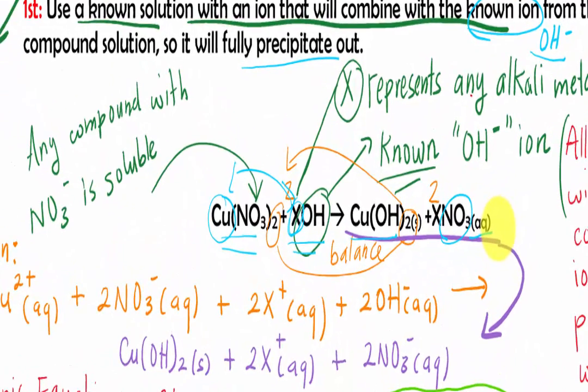As I perform my double displacement, I have to balance it out. Here I have 2 hydroxide because of copper 2 plus right here. So if I have 2 hydroxide over here, I have to put a 2 right there. That's why I balanced it for you. Then, looking at the nitrate, we have 2 nitrate there, but over here we only have 1 nitrate, so we put a 2 there. So the coefficients would be 2 and 2. And that's how you balance a chemical reaction. It's important to balance the chemical reaction before we continue on.